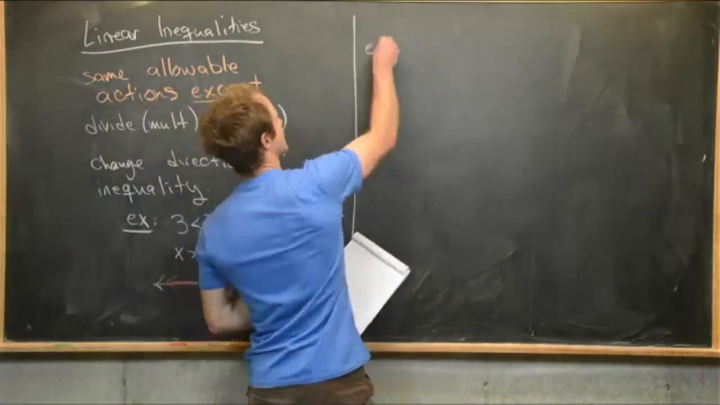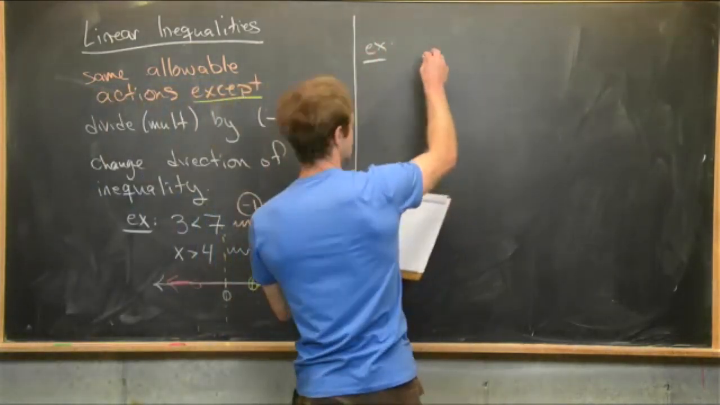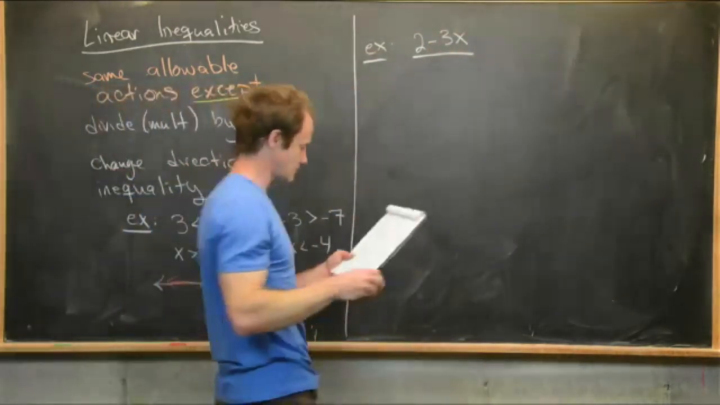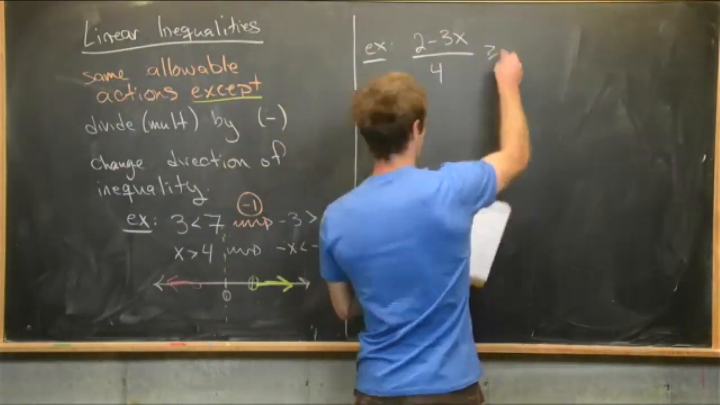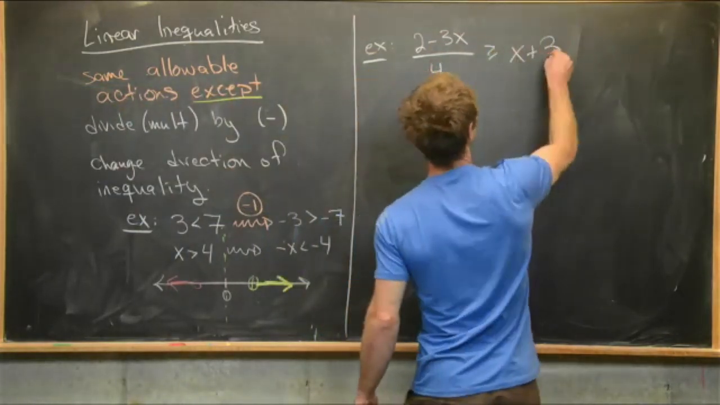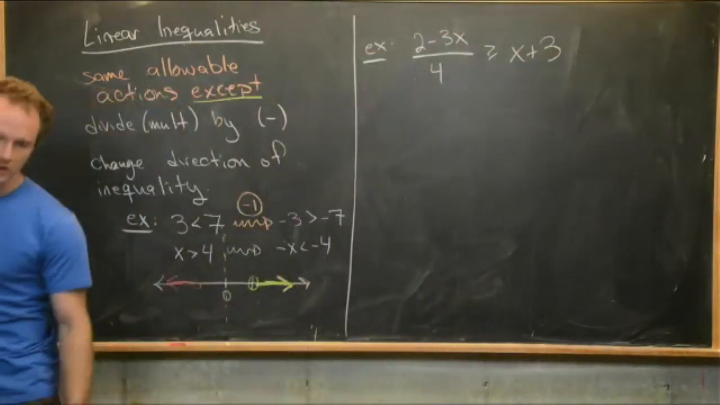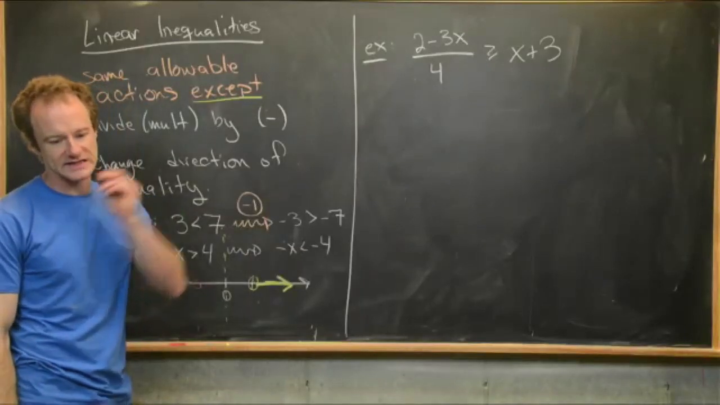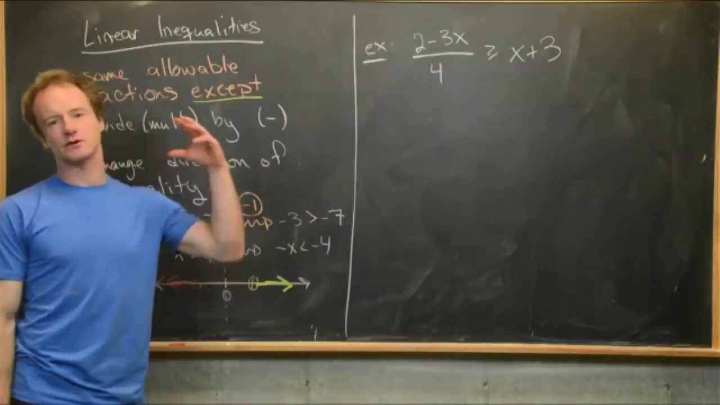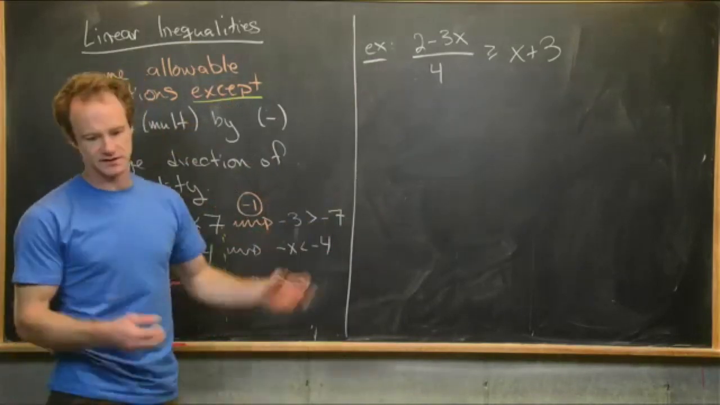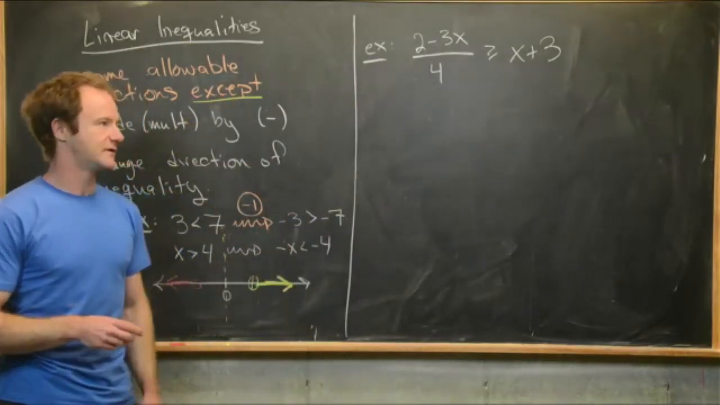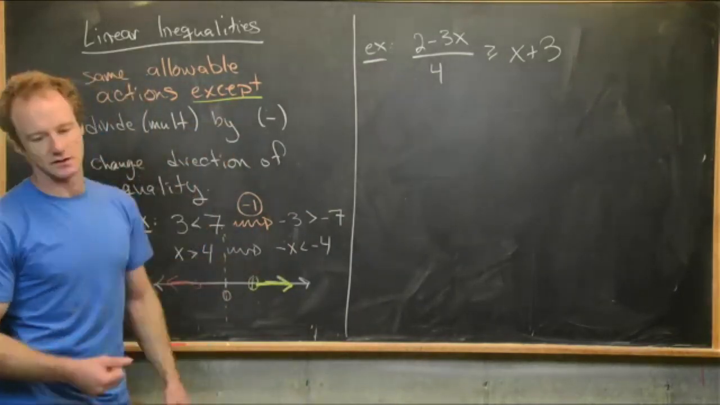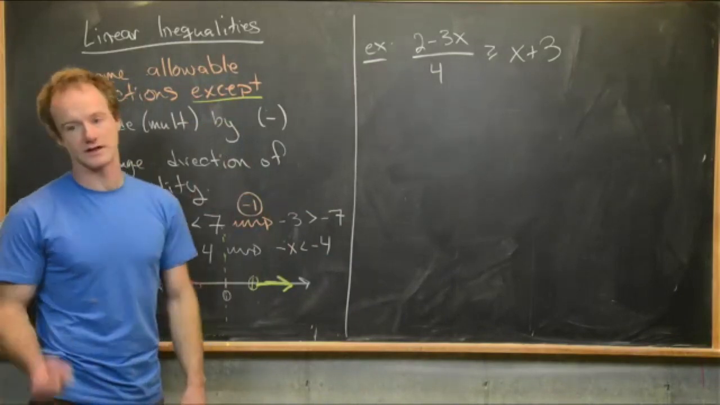So let's say our first example looks like this: 2 minus 3x over 4 is bigger than or equal to x plus 3. The important thing here is that you're not going to get a single number. Like with our linear equations, we got x equals a single number. x equals 5, x equals -7, x equals something gnarly like the square root of 2 plus 1 over something else, right? But it was always equal to a single number. We won't get that for inequalities anymore.